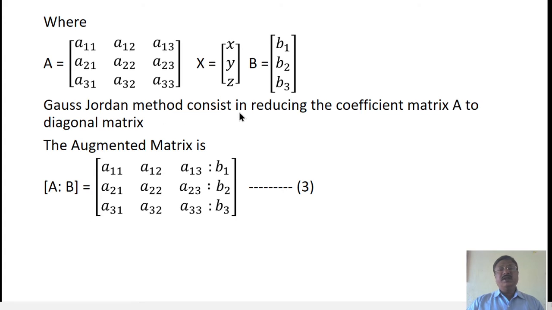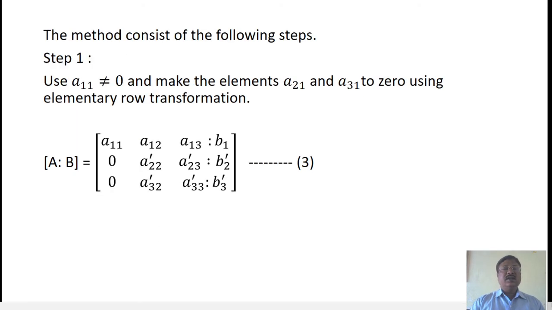Now the Gauss-Jordan method consists in reducing the coefficient matrix A to a diagonal matrix. Now the augmented matrix is A colon B is equal to a11, a12, a13 colon b1, a21, a22, a23 colon b2, a31, a32, a33 colon b3, and mark it as equation 3. Now the method consists of the following steps.